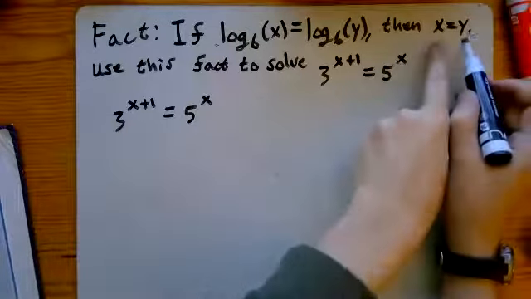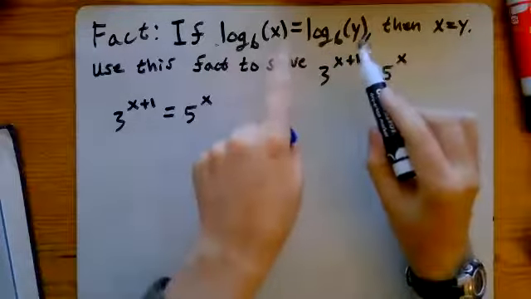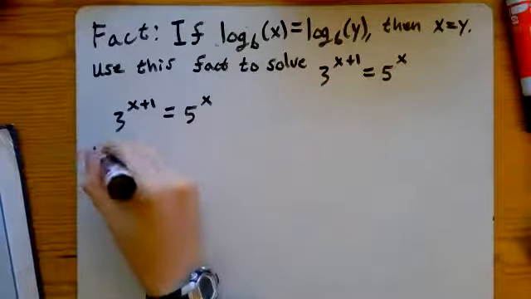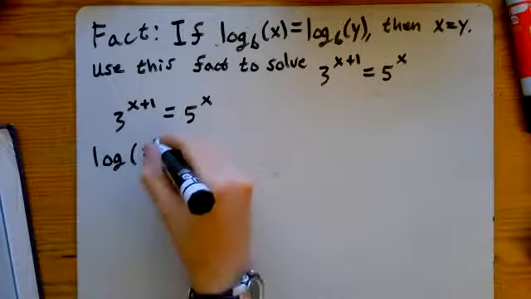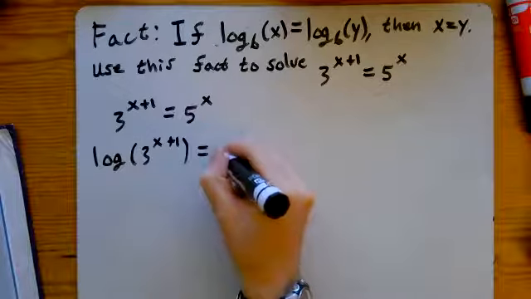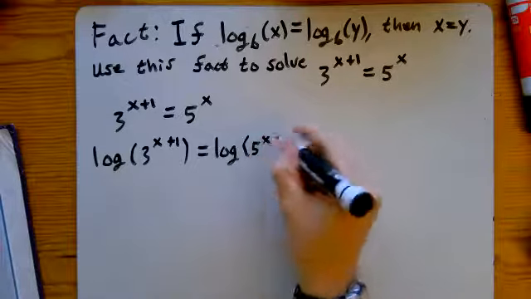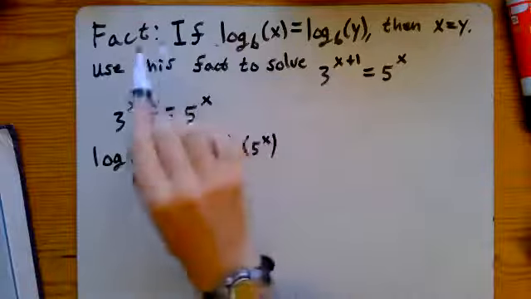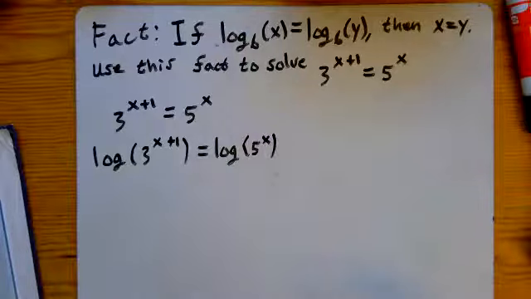Well, what I can do is stick both sides inside a logarithm, and that is a thing I'm allowed to do. Let's say log base 10. We'll stick both sides inside a logarithm. Log base 10 of 3 to the x plus 1 equals log base 10 of 5 to the x. I know that this is something I'm allowed to do because of this fact. So great, how does that help us?